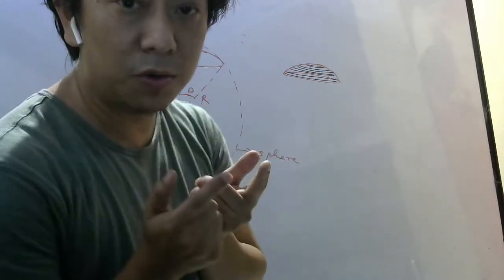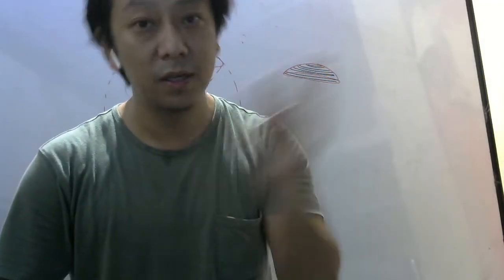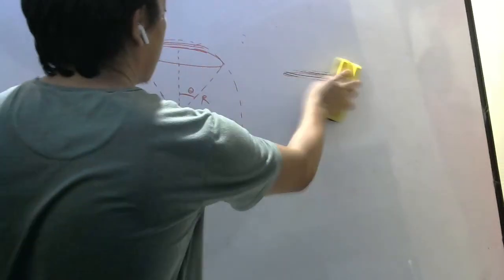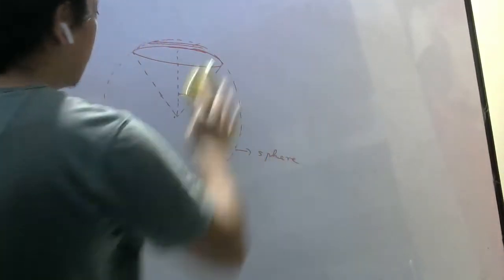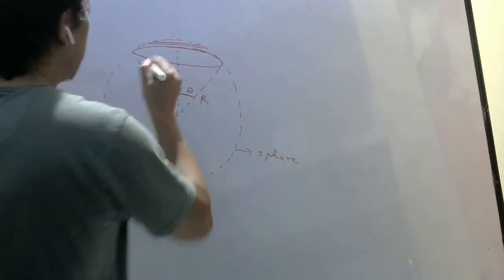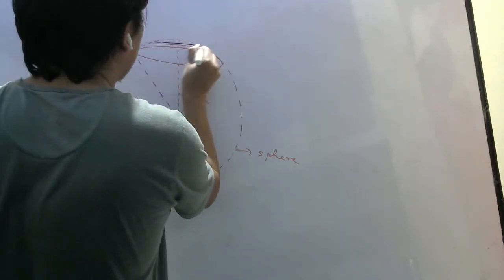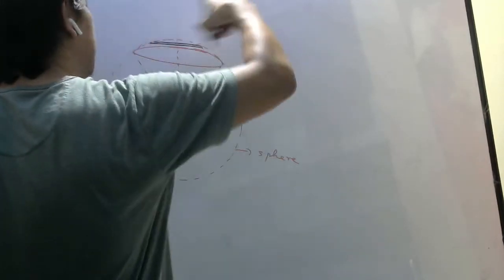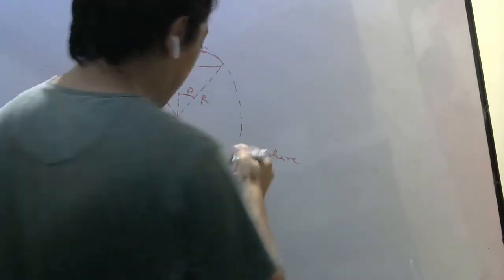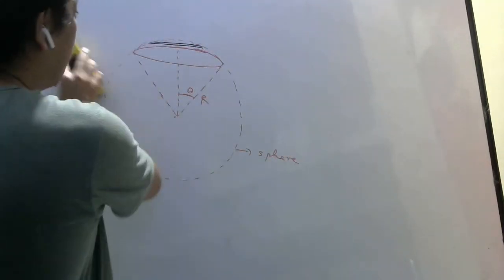So what I'm going to do is calculate the area of one small ring, then integrate. So let us do that. I want to know the area of this ring. Other part is that side. If I try to show it a little bit bigger, let me try to show.